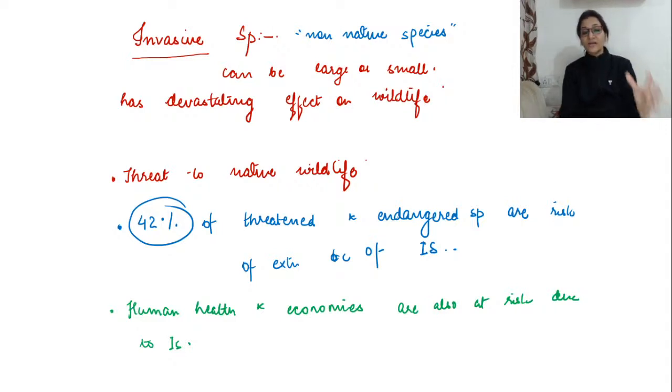Locals actually get a lot of financial aid from these local ecosystems. That is going to be eradicated because of the invasion of invasive species. So when we say invasive species, in a very simple way, we have also seen that they are called non-native species. So what species are going to fall in the category of invasive species?